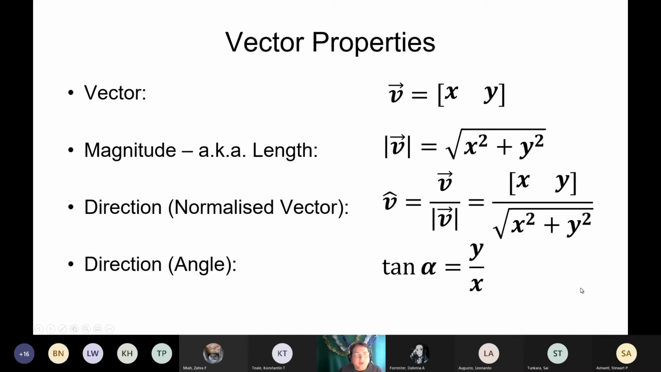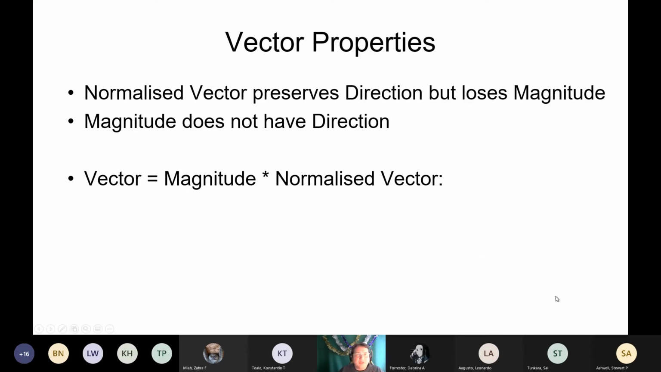And here is a quick summary of basic vector properties. So you have the formula for the vector, the formula for the magnitude of this vector, the formula for the normalized vector, and the formula for the direction angle of the vector. Yeah, so that would be a very quick summary of the basic vector properties.